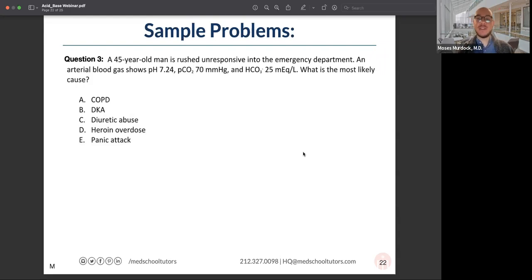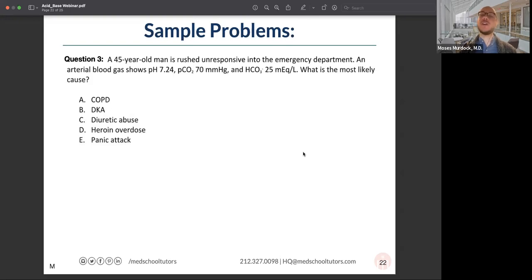And here we have the cause. So let's just tick down the answer choices. COPD. Does it cause a respiratory acidosis? The answer is yes. Folks are already putting that in the chat. Wonderful. So that's a potential answer.